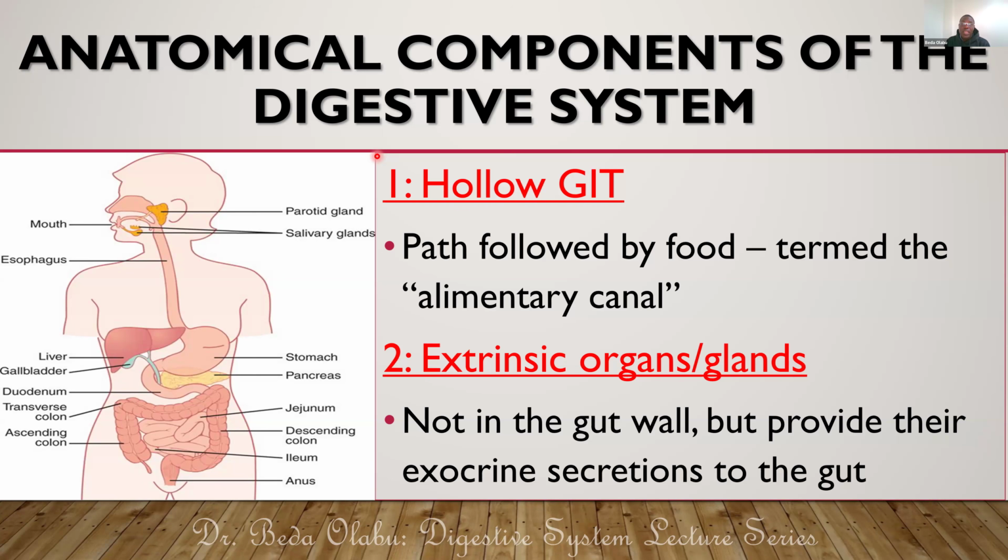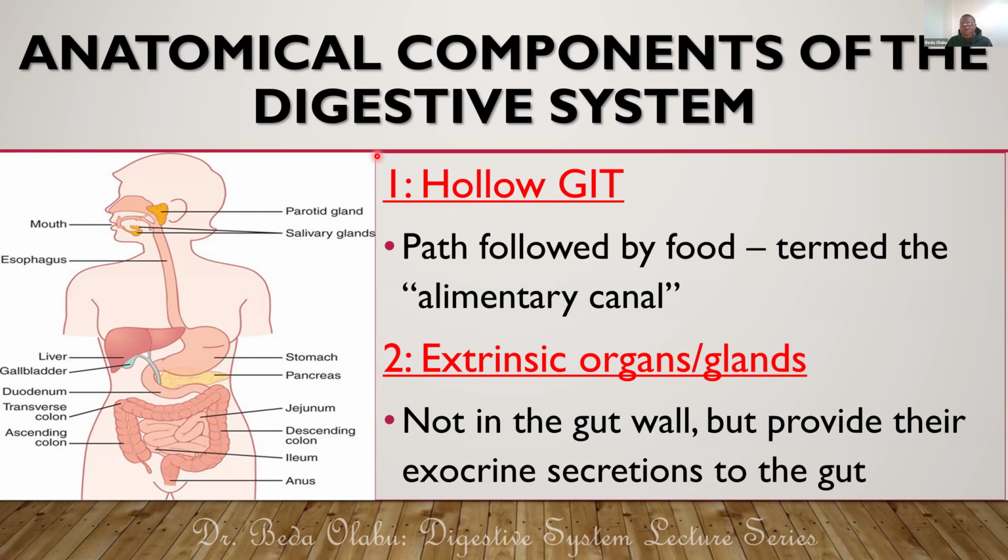These secretions are exocrine secretions, which means that they are released into ductal systems, which channel them to the epithelial lining of the alimentary canal. And so they are extrinsic in the sense that they are not incorporated within the wall. The glands which are incorporated within the wall of the whole GIT constitute intrinsic glands. And we mentioned some of them in the previous class.